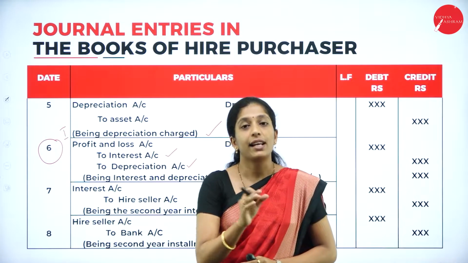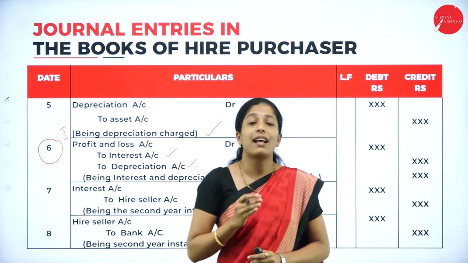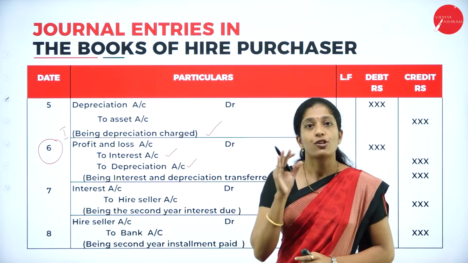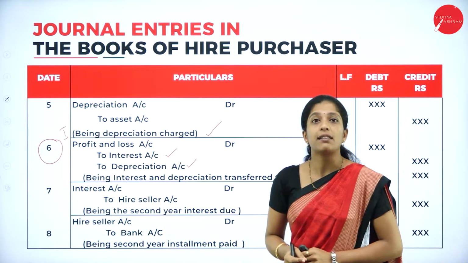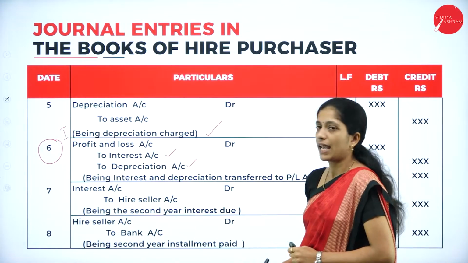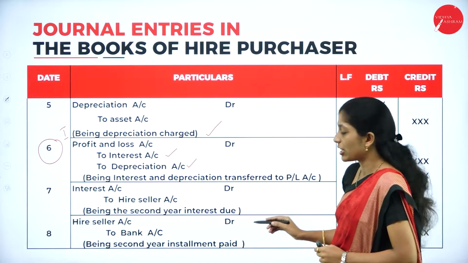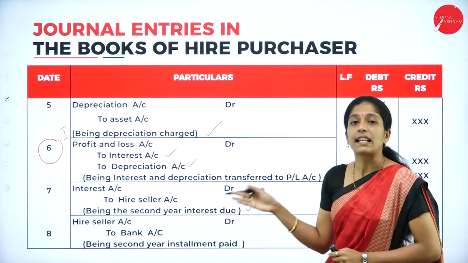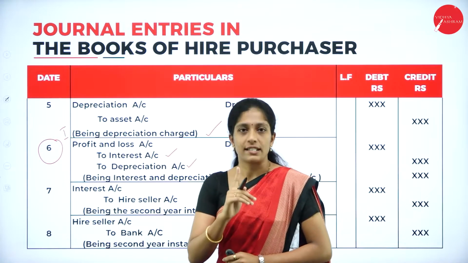So leave that entry, and your second entry is what? For down payment. So you have already made that down payment in the first year itself. So leave that first two entries. Your third entry is for what? Interest due. So your entry will be the same, interest account debit to hire seller account, and the narration being the second year interest due. So this is the second year first entry.